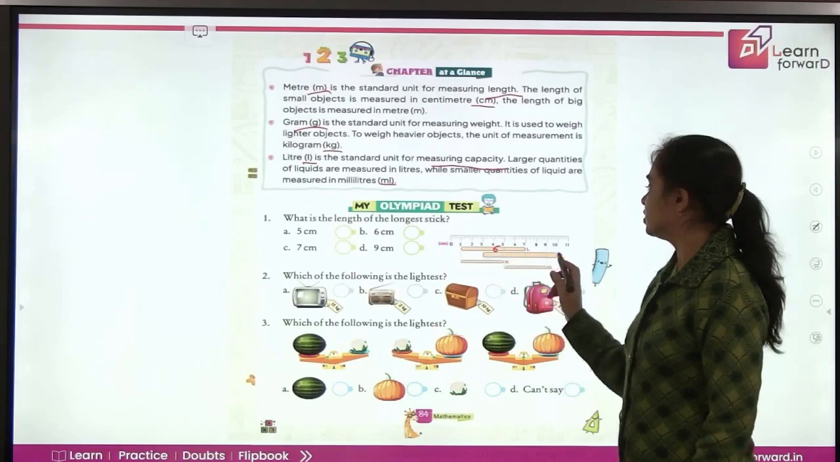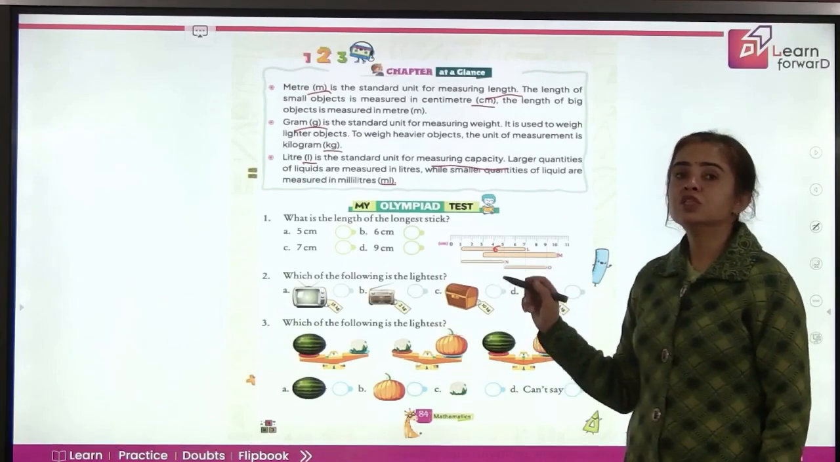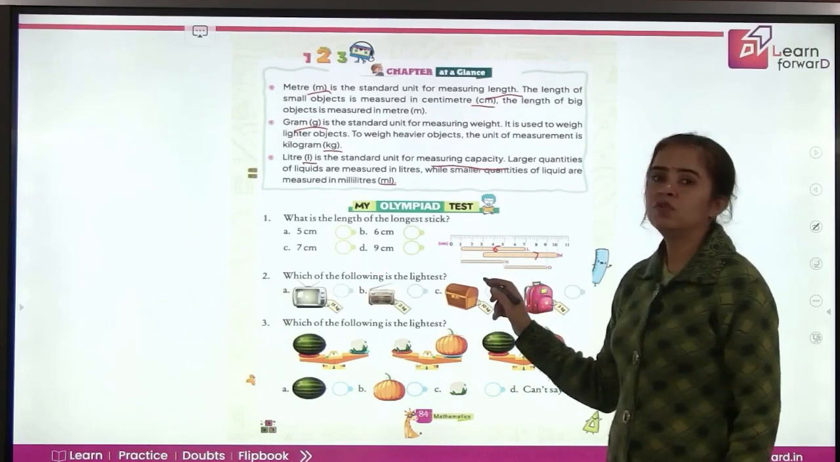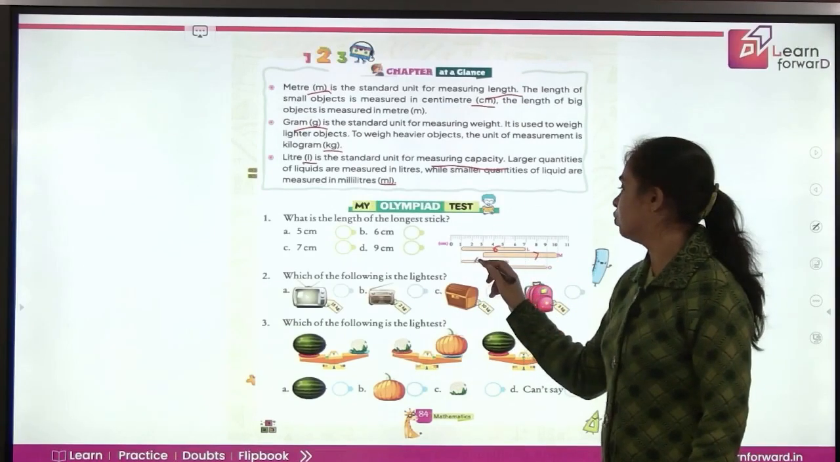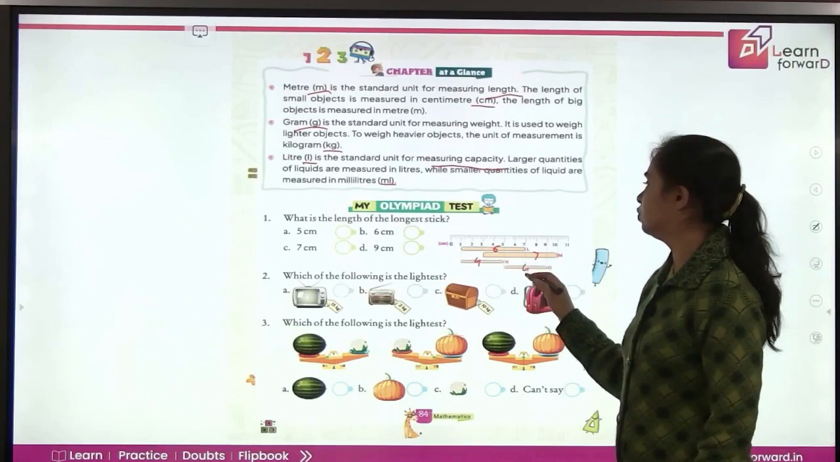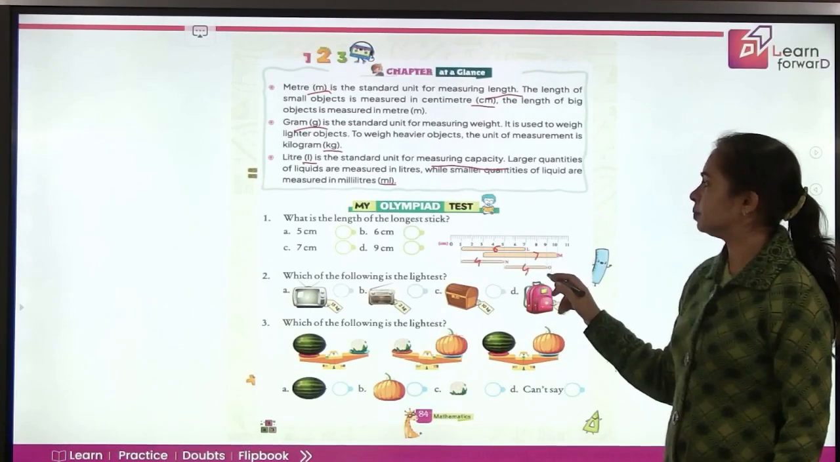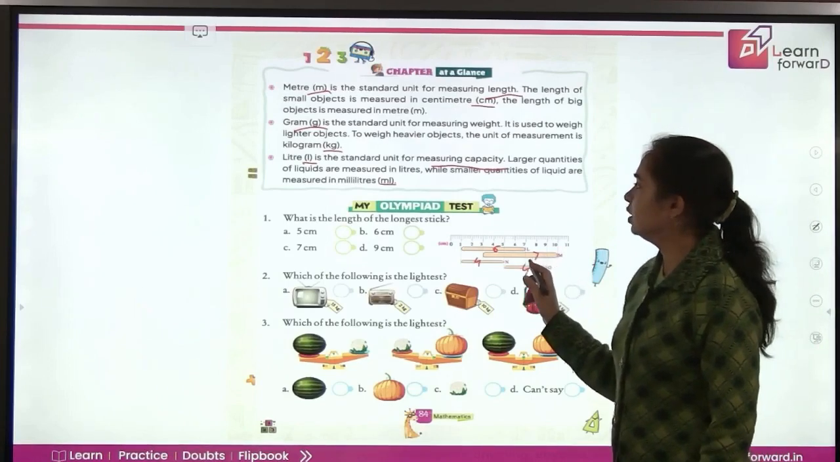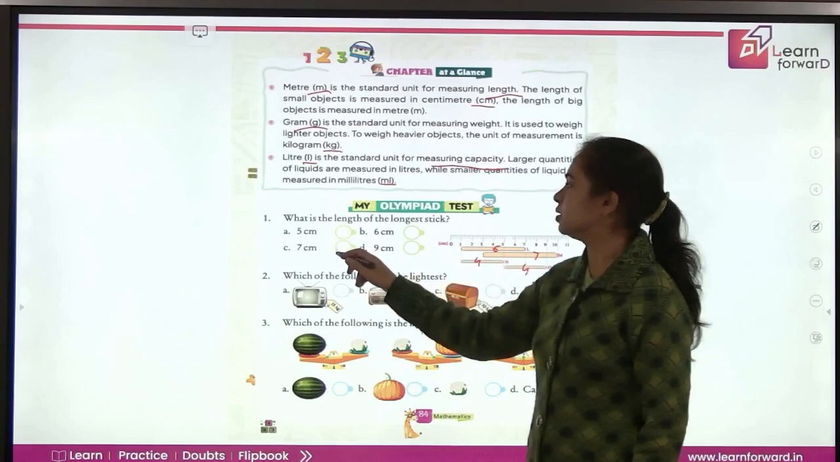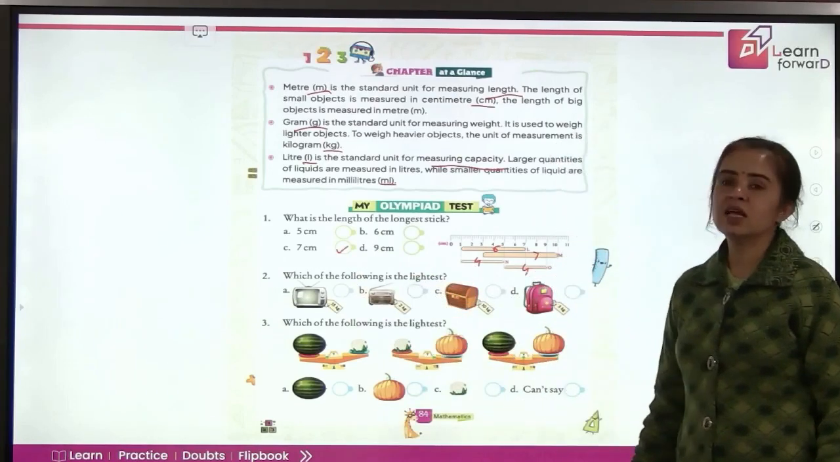It starts at 3, stops at 10. So, 10 minus 3, that means it is 7. 1 up to 5. So, 5 minus 1 is 4. And this is 5 to 9. So, 9 minus 5 is also 4. So, which is the longest? What is the length of the longest stick? It is 7 centimeters.